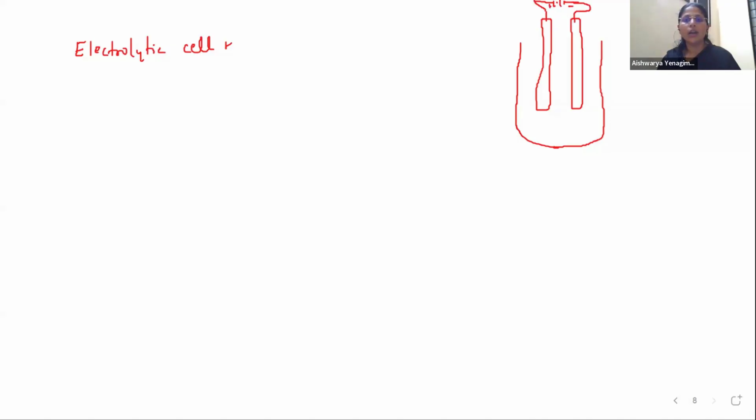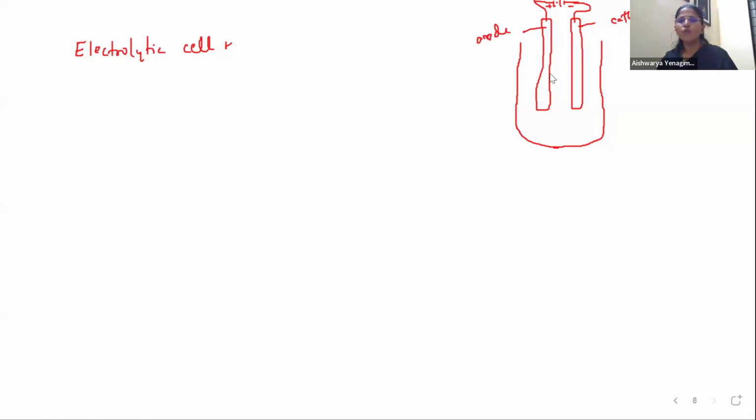Unlike in the electrochemical cell, we did not have a battery, right? Because a chemical reaction was happening there. So here, using this battery, you apply a potential. Now we are going to produce electricity and make a non-spontaneous chemical reaction occur. Fine. So this is my cathode, which is connected to the negative terminal of the battery. This is my anode, which is connected to the positive terminal of the battery.